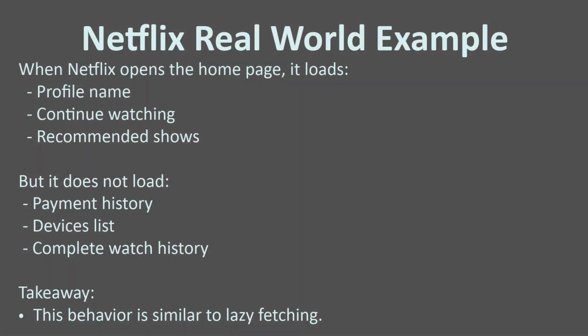Let us understand this concept with a real-world example using Netflix. When you open Netflix, the system loads your home page. On that screen, you usually see your profile name, your continue watching section, and some recommended movies or shows. But Netflix does not load everything in your account. For example, it does not load your full payment history, all device details, or your complete watch history. Those sections are loaded only when you actually open them.